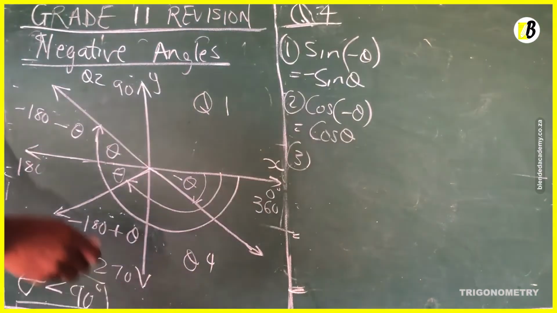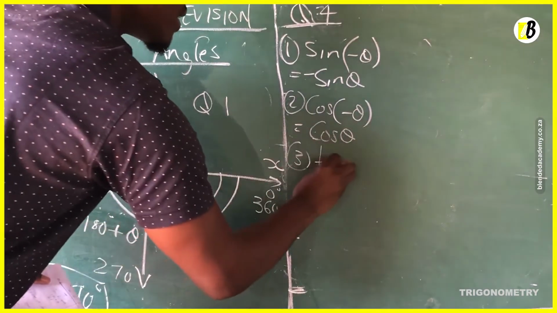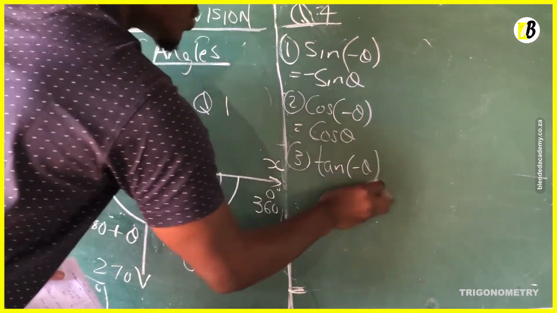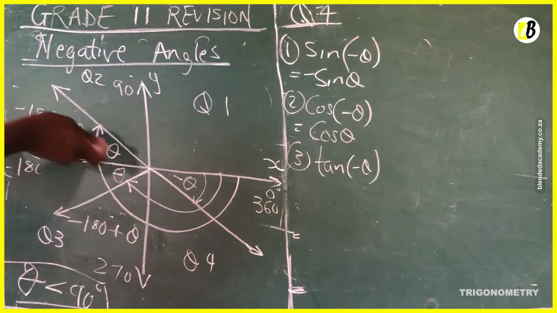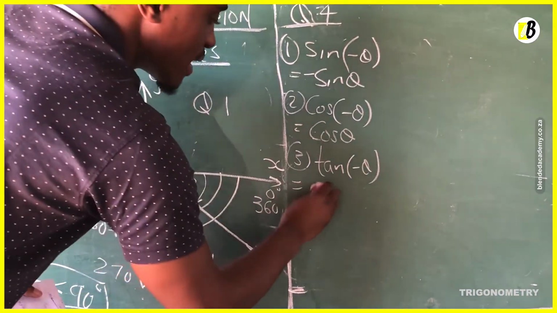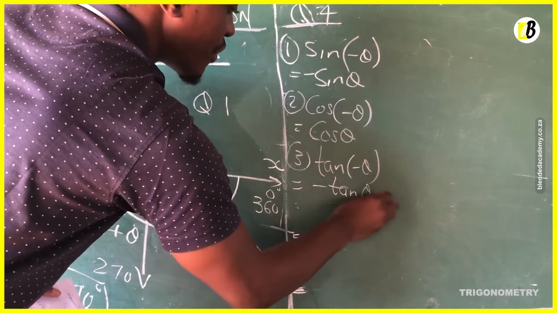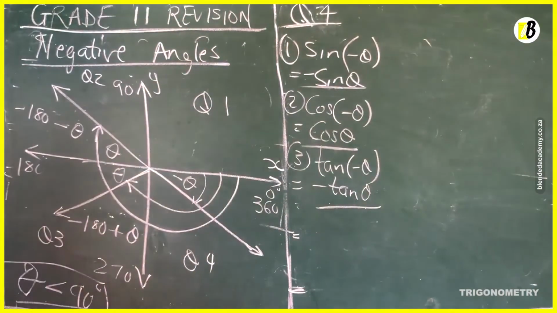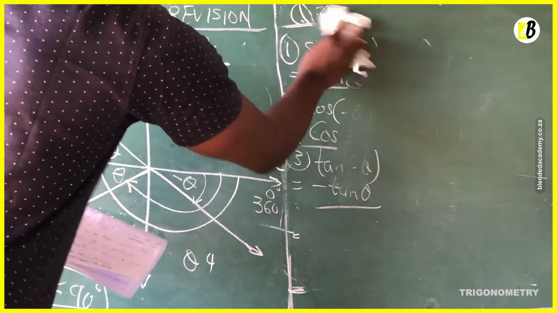And then working with tan of negative theta, still in the fourth quadrant, we know that tan is negative in this quadrant. So it's minus tan theta. This is how we're going to simplify our different functions.